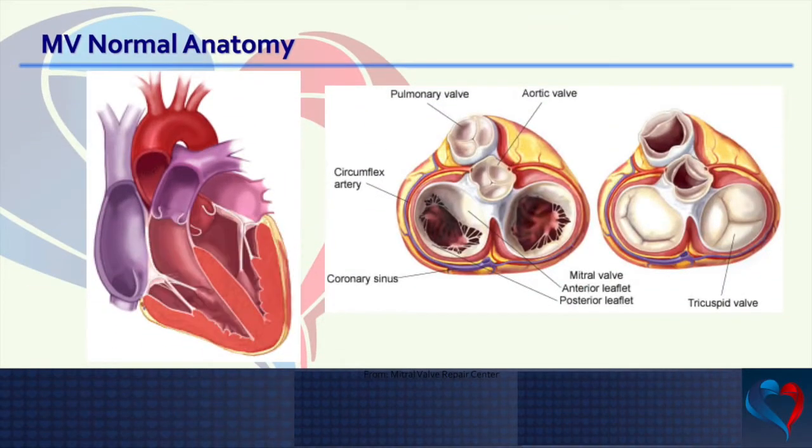First of all, we need to look at the mitral valve normal anatomy. In this beautiful cartoon, we could see the mitral valve here with two leaflets, and this is the tricuspid valve with three leaflets. The anterior mitral valve leaflet is facing towards the aortic valve anteriorly, nearby the left coronary cusp and non-coronary cusp.